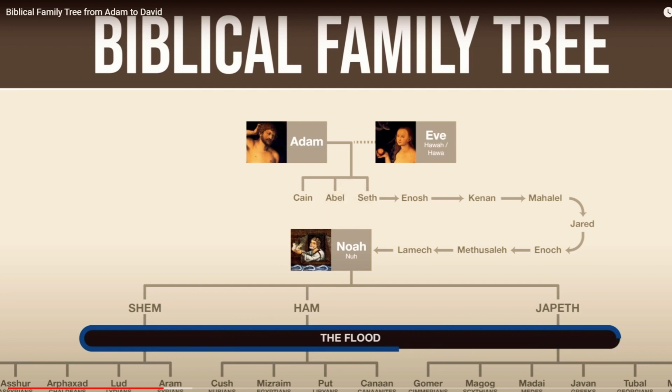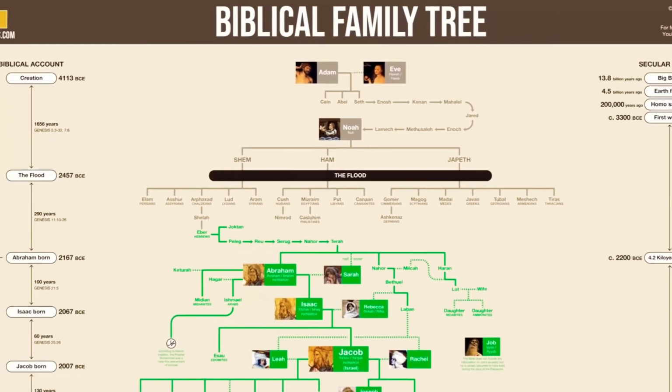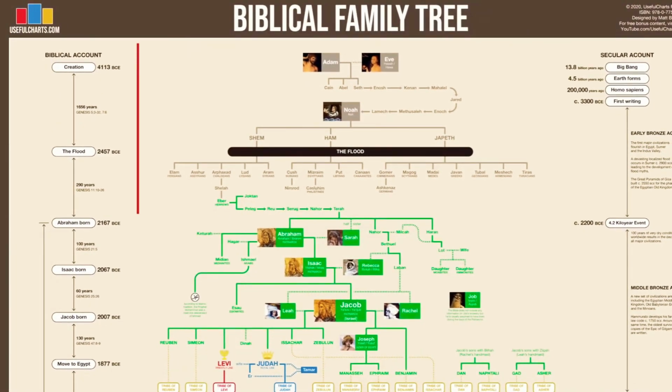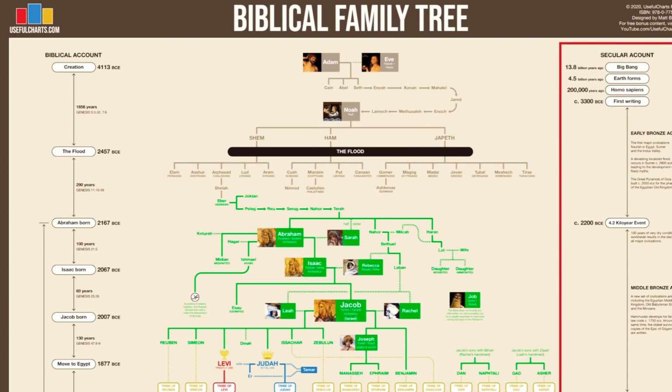Perhaps there was just a bunch of smaller events. Maybe. You'll notice that on this chart, there are two timelines. On the left, there is one based on the biblical account. And on the right, there is one based on the secular account, using the information that has been gleaned from science and archaeology. So you can take your pick as to which one you want to follow. But either way, it's interesting to compare the two.